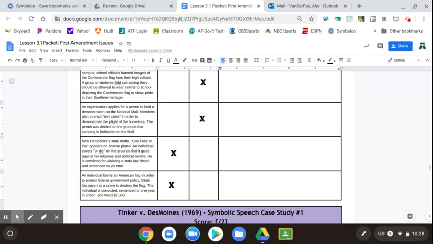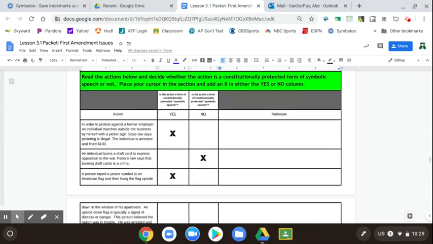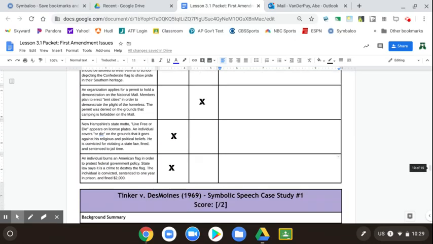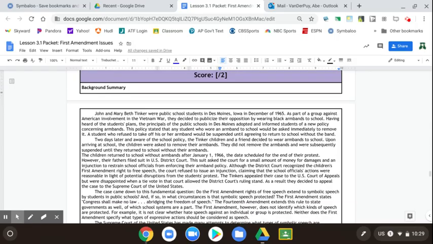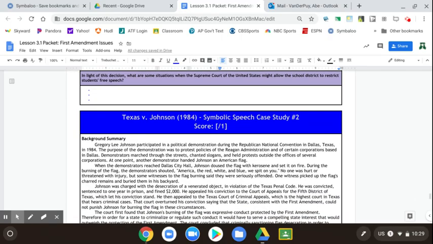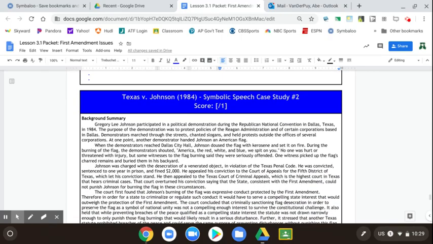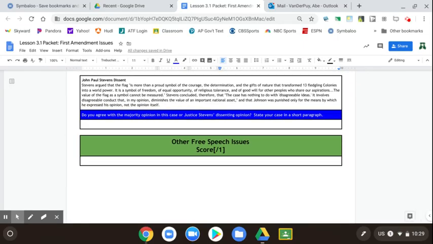So hopefully you enjoyed going through this on your own and figuring out which ones are protected and which ones aren't. Next week, we will delve into Tinker versus Des Moines, a little bit about school free speech, and then a little bit more about Texas versus Johnson, which is the case I just mentioned about flag burning. And then I'll do a really quick set of notes on some other free speech issues, especially assembly. And then we'll take a quiz next week.